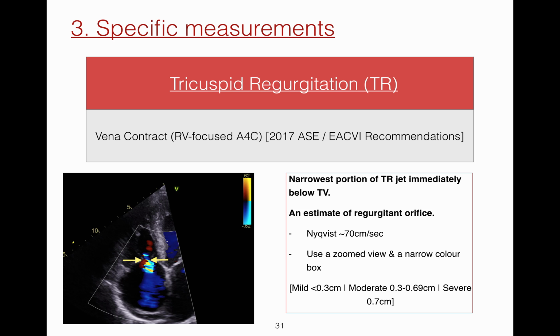For optimal evaluation of tricuspid regurgitation by vena contracta, the Nyquist limit should be around 70 centimeters per second. A zoomed, RV-focused apical four-chamber view and a narrow colour box should be used. If the vena contracta is less than 3 millimeters, it's indicative of mild tricuspid regurgitation, whereas if the vena contracta is greater than 7 millimeters, it's an indication that the tricuspid regurgitation may well be severe.